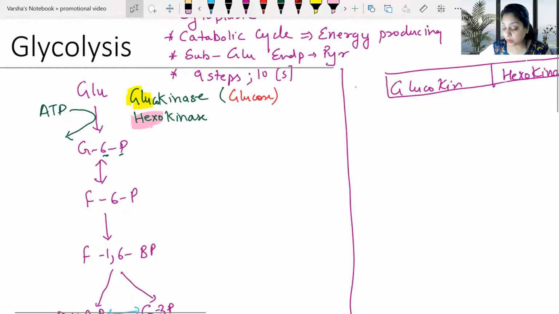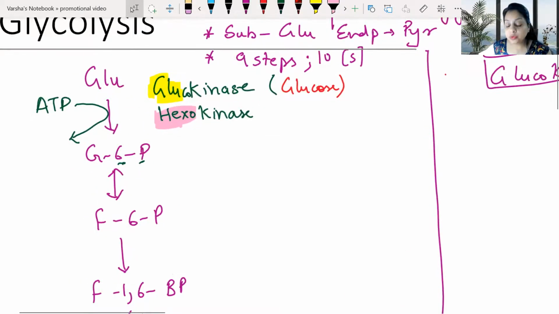Well, coming back to this part, glucose to glucose 6-phosphate can be done by the glucokinase enzyme or the hexokinase enzyme. And this step requires magnesium ion.